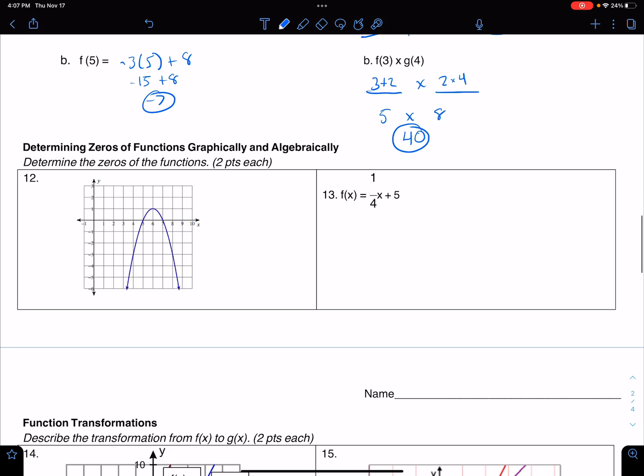Okay, on to the next one. It says, what are my zeros? Remember, zeros are where it crosses the x-axis. So I know I have a 0 at 5 and a 0 at 7. So I do squigglies. So my zeros are at 5 and 7.